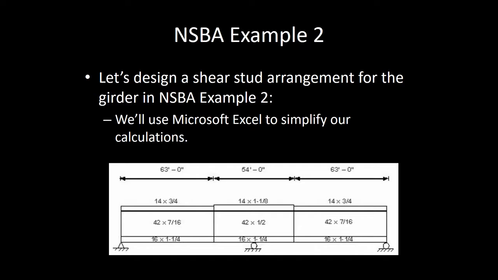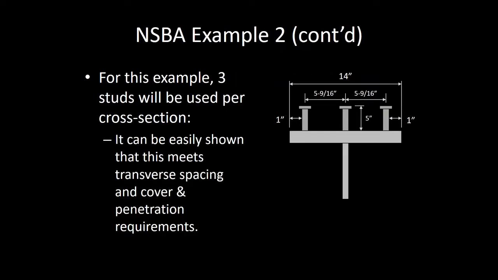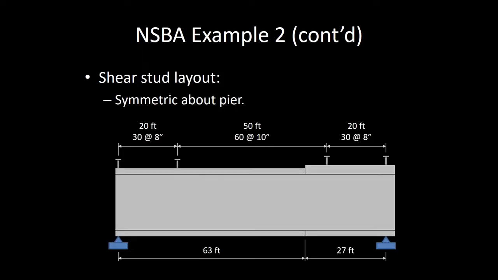Because for fatigue, you've got to have studs every 8 inches, but for strength, you can go all the way to 16. So what are you going to use? You're going to use the 8. Make sense? So we assume the following stud layout. You can easily show that that meets transverse spacing and cover requirements. And there's your layout. Does that make sense? Does anybody have any questions about that?